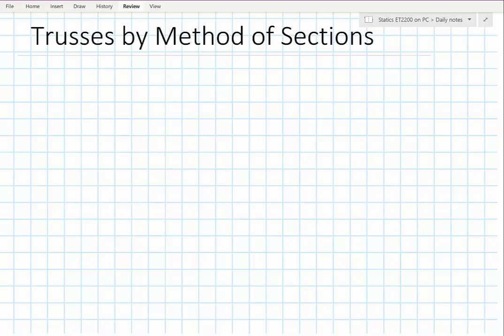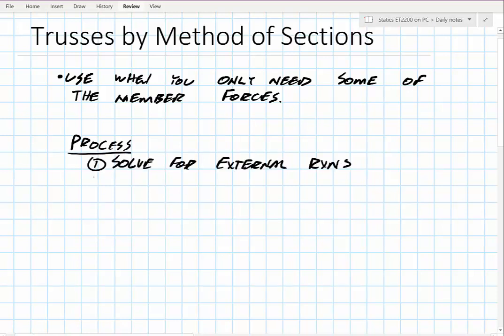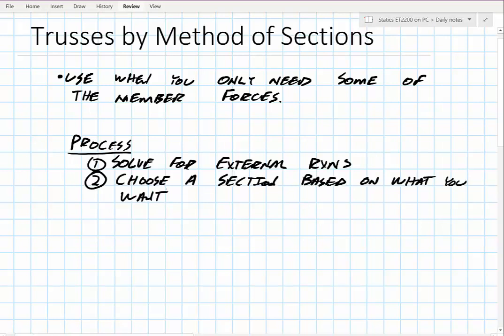You're going to use the method of sections when you want to actually just find the force in a particular set of members, maybe 1, 2, or even 3 members of a truss. So the process actually starts off the same as if we were doing method of joints, where we're going to start off by finding the external reactions, but as a second step, instead of choosing a joint, we are going to choose a section based on what you want, meaning the section is going to go right through the members that are unknown that you're looking for.